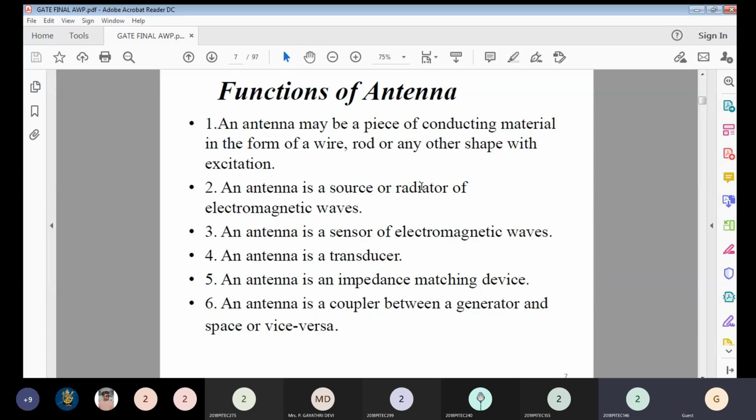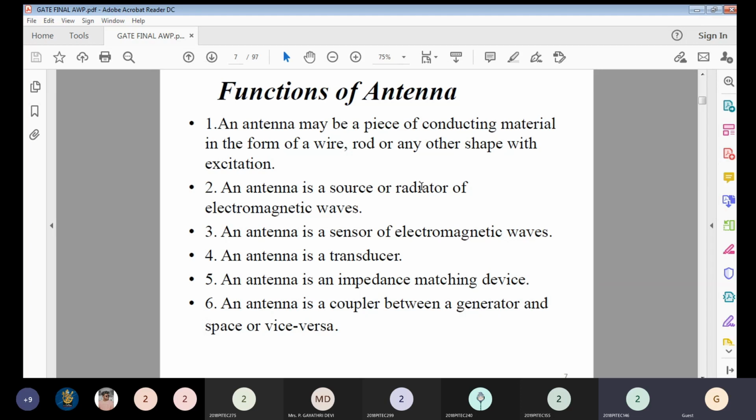An antenna may be a piece of conducting material in the form of wire, rod, or any other shape which radiates on excitation. An antenna is a source or radiator of electromagnetic energy, as we know. An antenna is a sensor of electromagnetic waves. An antenna is a transducer. An antenna is an impedance matching device which matches the impedance of free space to the device space. And sixth, an antenna is a coupler between a generator and space or vice versa.